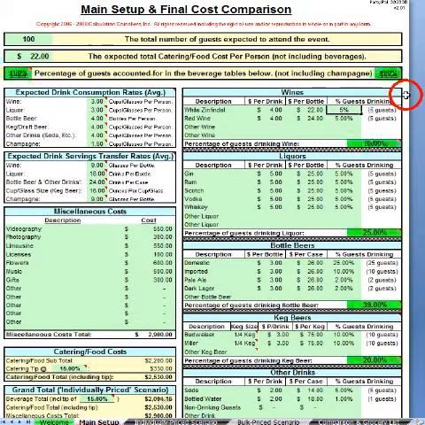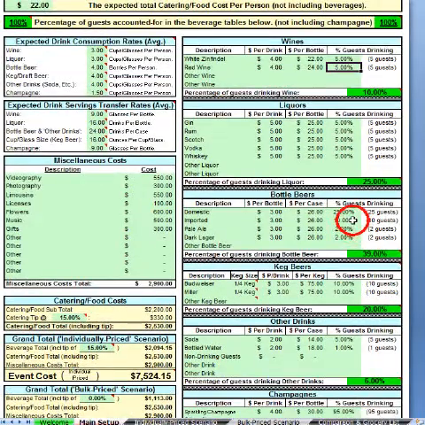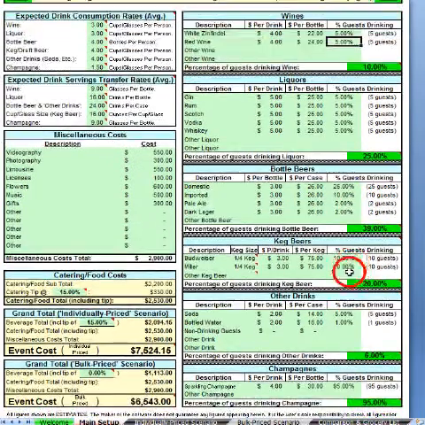So I'll put it back at 5% for my white Zinfandel. I've got 5% on red wine. I've got 5% for each of the liquor drinks. 25% drinking domestic bottled beer, 10% imported bottled beer, 10% on each keg, and on down the line. I've got 100% of my people accounted for.